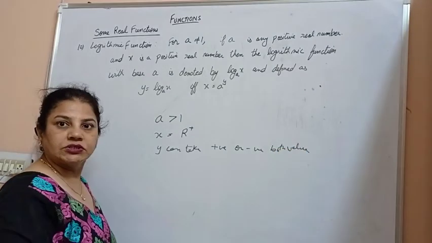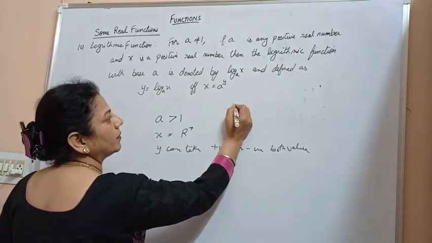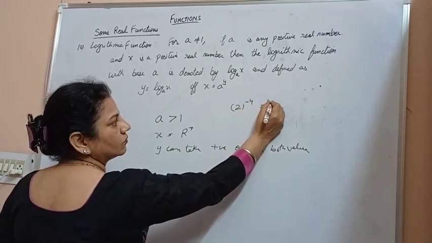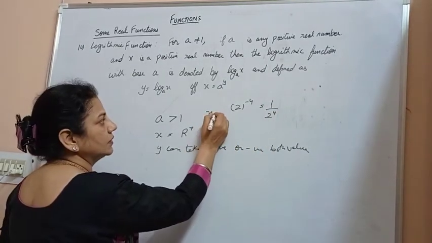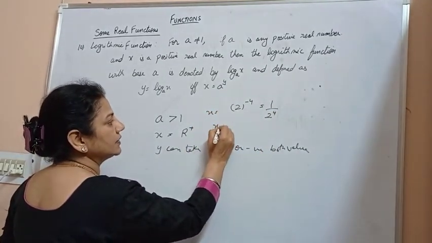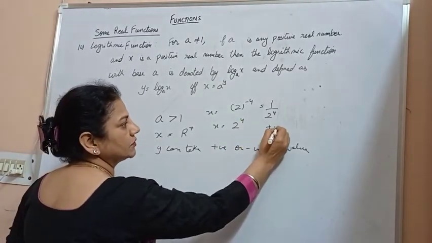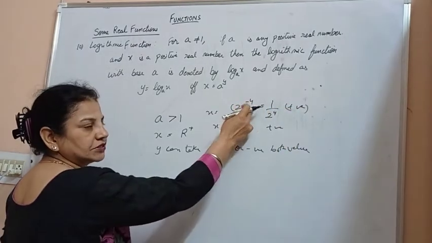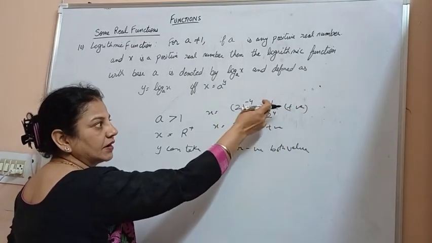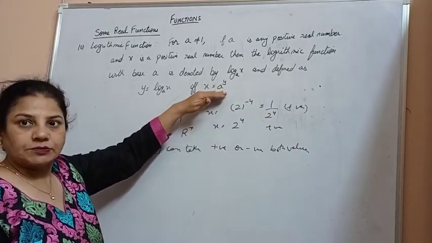X can take positive or negative values, because we can say that 2 to the power minus 4 is equal to 1 upon 2 to the power 4. It gives me the positive value of x. When x is equal to 2 to the power 4, it is again positive. This gives me the positive value. When exponential, we make the positive exponential by taking 1 by 2 to the power 4. This is a kind of exponential function.